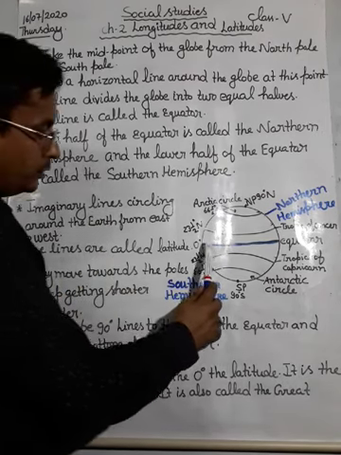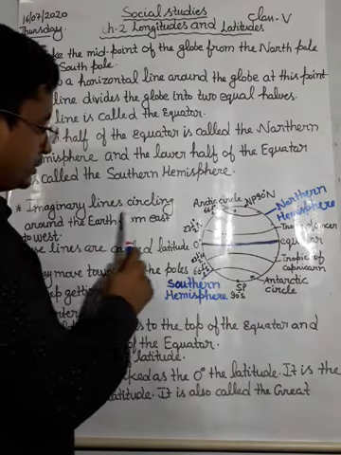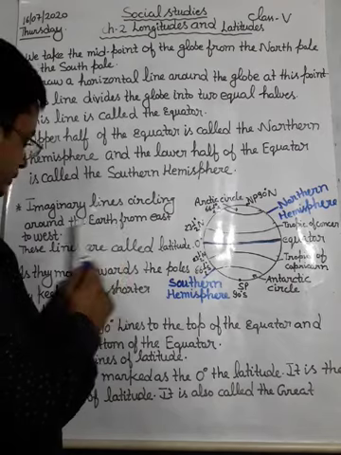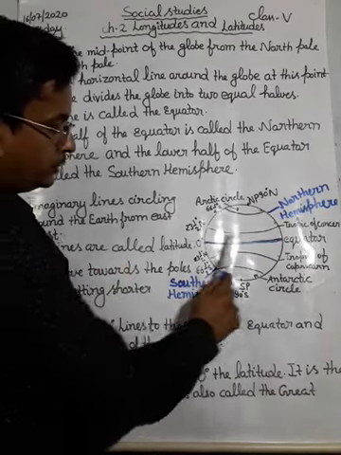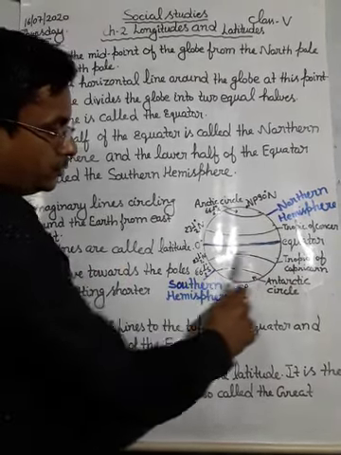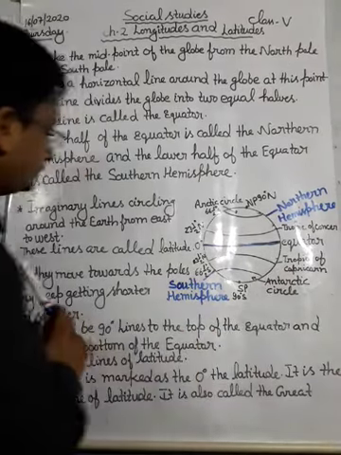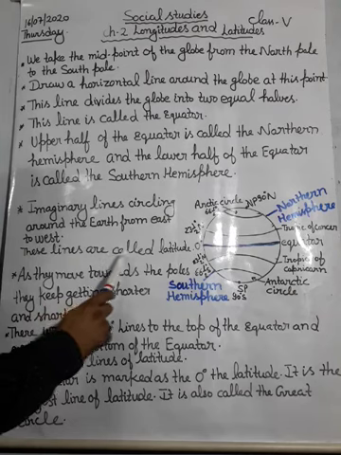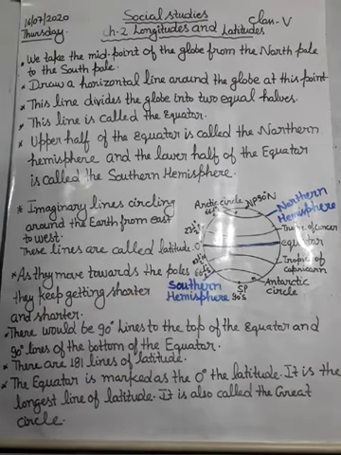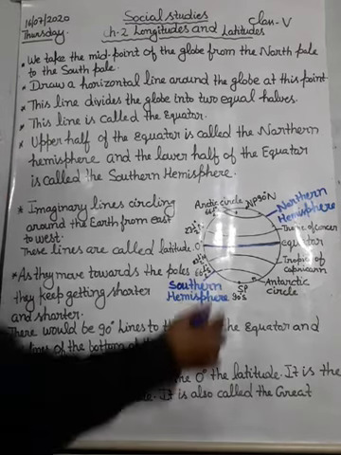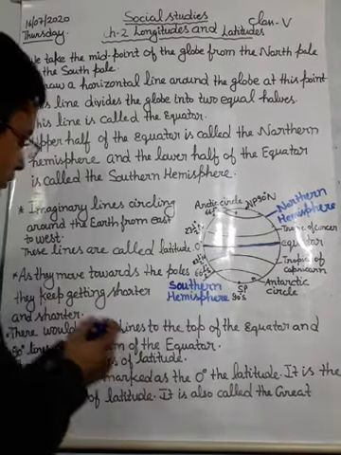You can see here the imaginary lines circling the earth from east to west. The direction of all these lines is east to west. These lines are called latitudes, which I have drawn here.